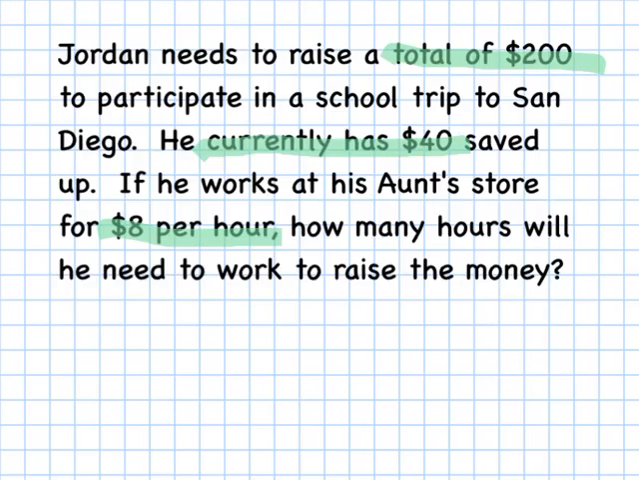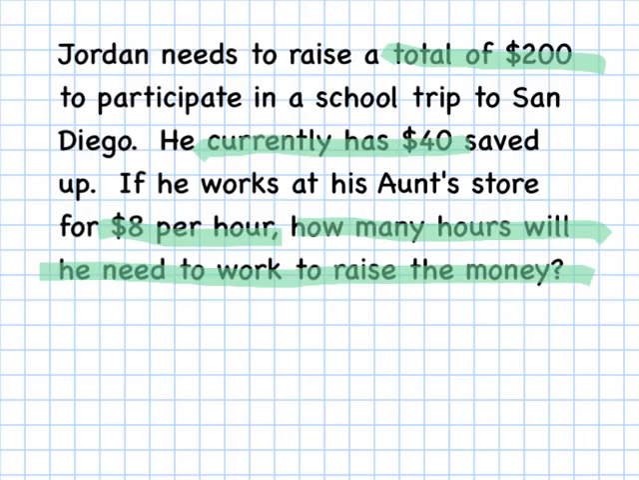Now we call it a rate or a variable amount because the more hours he works, the more money he earns. 1 hour would get $8, 2 hours $16, and so on. And of course the question: how many hours will he need to work to raise the money? So now our task, and probably the most important one, is to take this and translate it into an equation. That's a skill that needs to be practiced, but we'll get through it step by step.